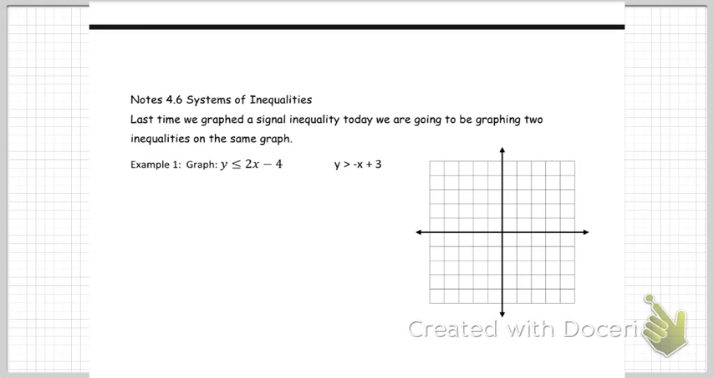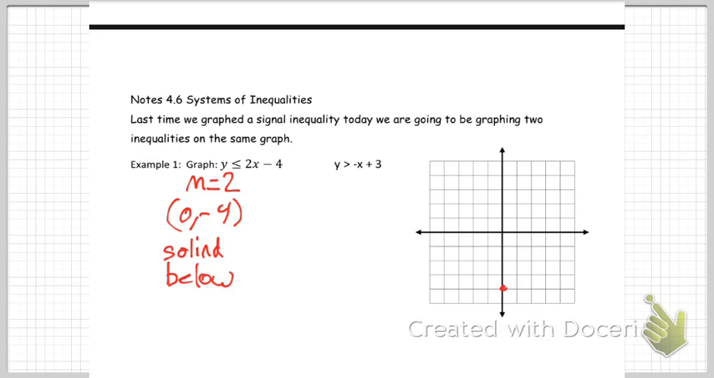This is called a system of inequalities. So on the first one, I know that my slope is 2 and my y-intercept is (0, -4). So I'm going to graph this line using the red marker. With the symbol, this means I'm going to use a solid line and I'm going to shade below. So let's go ahead and graph that.